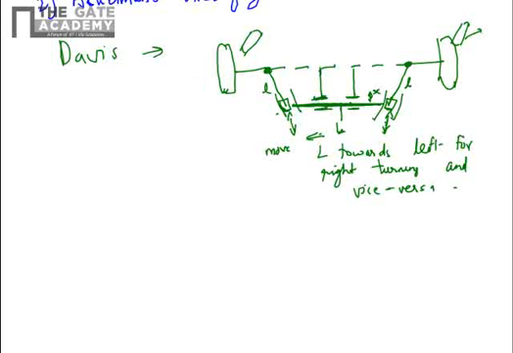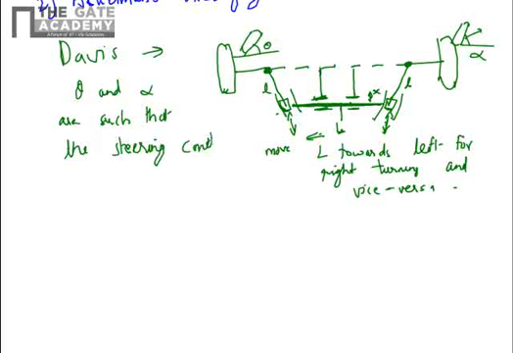We will not consider derivation here, that you can find in any standard textbook, but this mechanism will ensure that the wheels are turned at such angles theta and alpha. Theta and alpha are such that the steering condition, that all wheels' instantaneous center should be the same, is maintained.